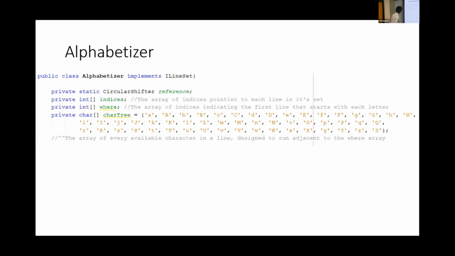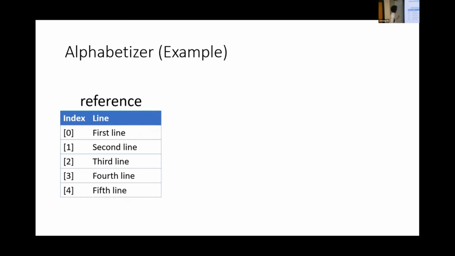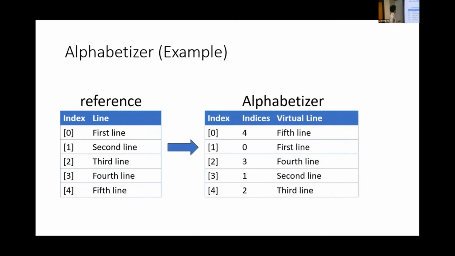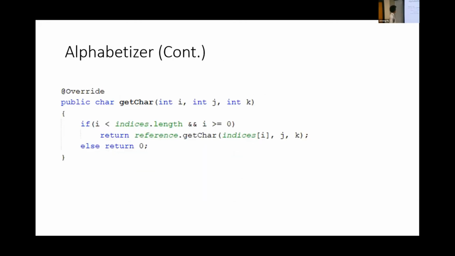The alphabetizer is also an I-line set. It has a circular shifter reference and also an array of indices and also an array of where characters and a character tree showing all of the characters that an alphabetizer would have. So if the reference of an alphabetizer looked like this, the alphabetizer would have indices pointing to which lines on the reference it would be so that they will all be alphabetized. And its get character looks for that index from its array of indices and gets the ith index from the jth word from the kth character.